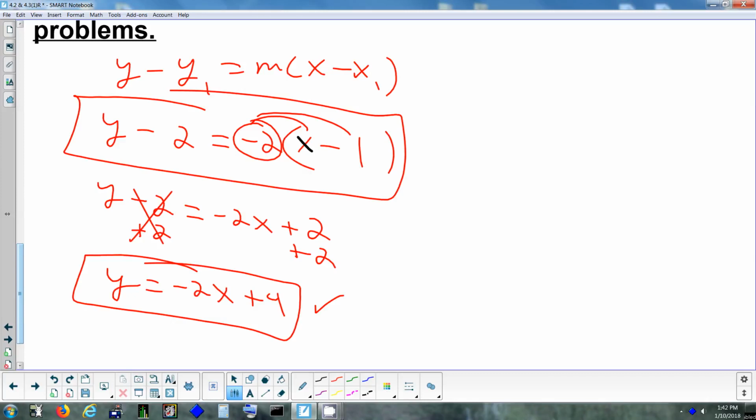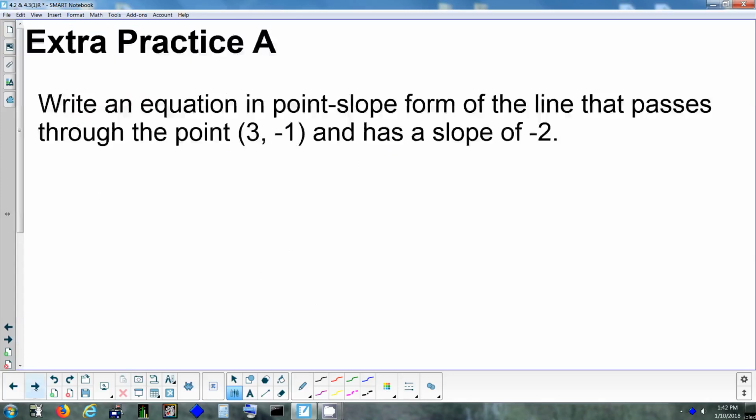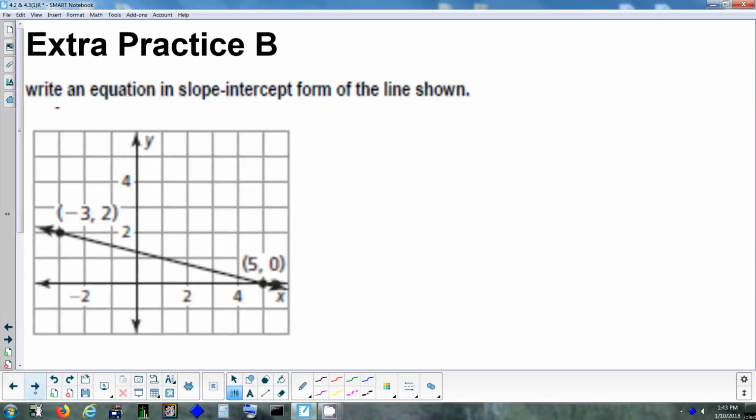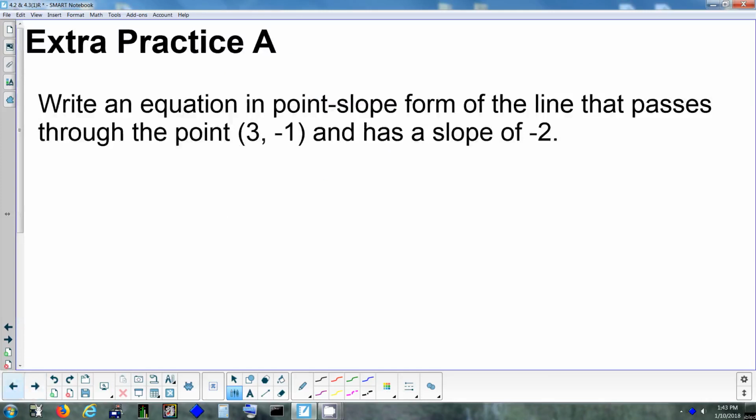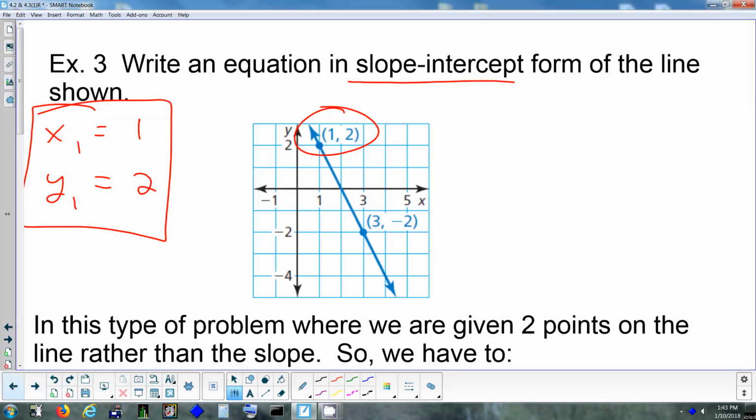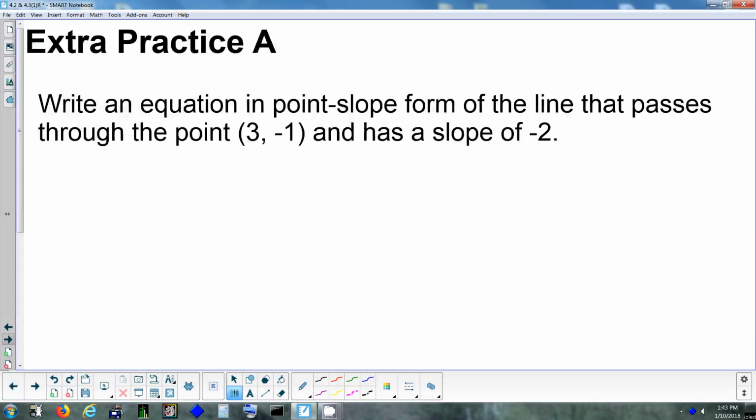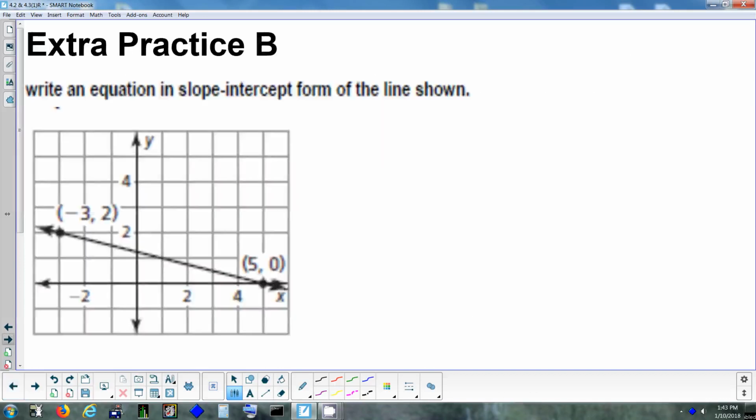Like I said, guys, for the sake of the homework tonight, make sure you start everything in point slope, and go to slope-intercept. Guys, we're going to pick one out of the two practice problems. We're not going to do both. Let's do B.